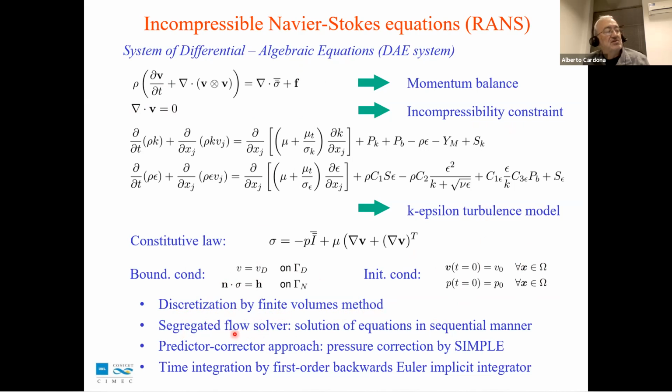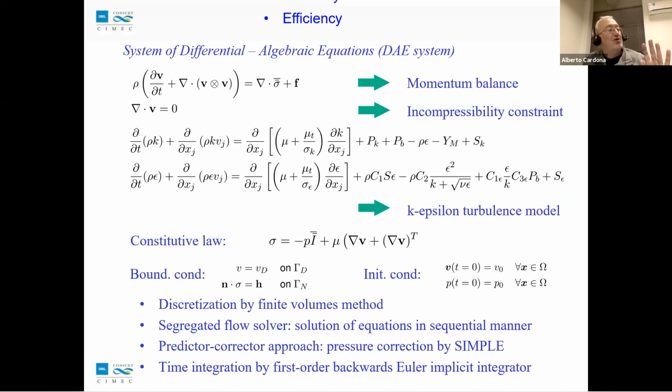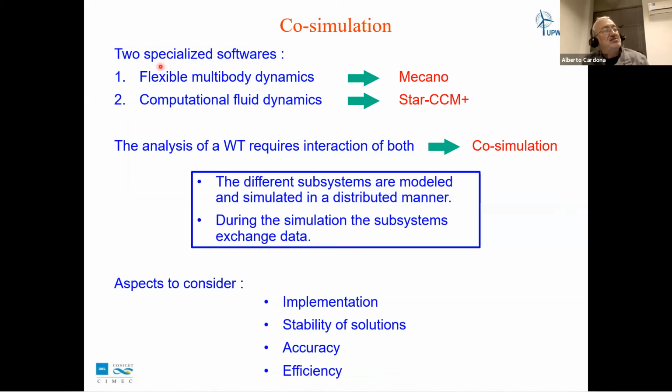The solver is what is called segregated, in which the solution is obtained by solving the equations in a sequential manner. Pressures are computed in a predictor-corrector approach using the SIMPLE method. The time integration is obtained by a first order backward Euler implicit integrator.